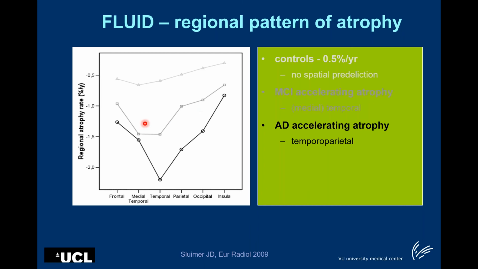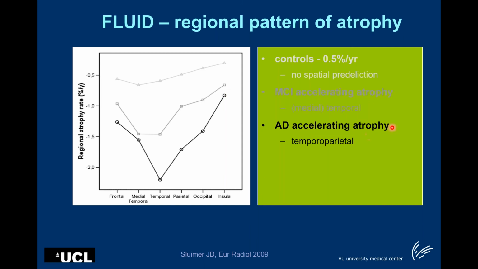If you now look at the middle graph, which is the MCI group, you can see that they have on average more atrophy, so the whole curve is shifted downwards. On average, they have probably a 1% volume loss per year. And notice that now the most atrophy occurs in the medial temporal lobe, but also already in the rest of the temporal lobe. But in fact, all other regions also show more atrophy.